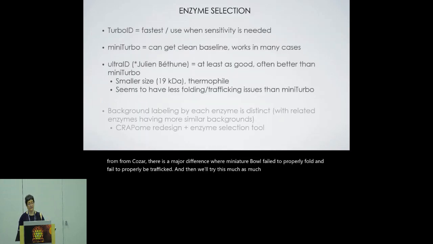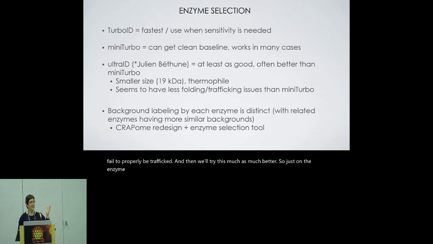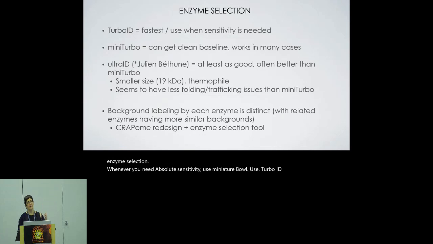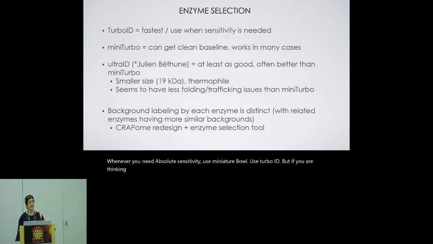So just on the enzyme selection, whenever you need absolute sensitivity, use Miniturbo, use Turbo ID. But if you are thinking about getting the enzyme that gives us kind of a better of both worlds, Ultra-ID seems to be a really, really good component. And we're going to be revisiting the background with each enzyme because they're all different.